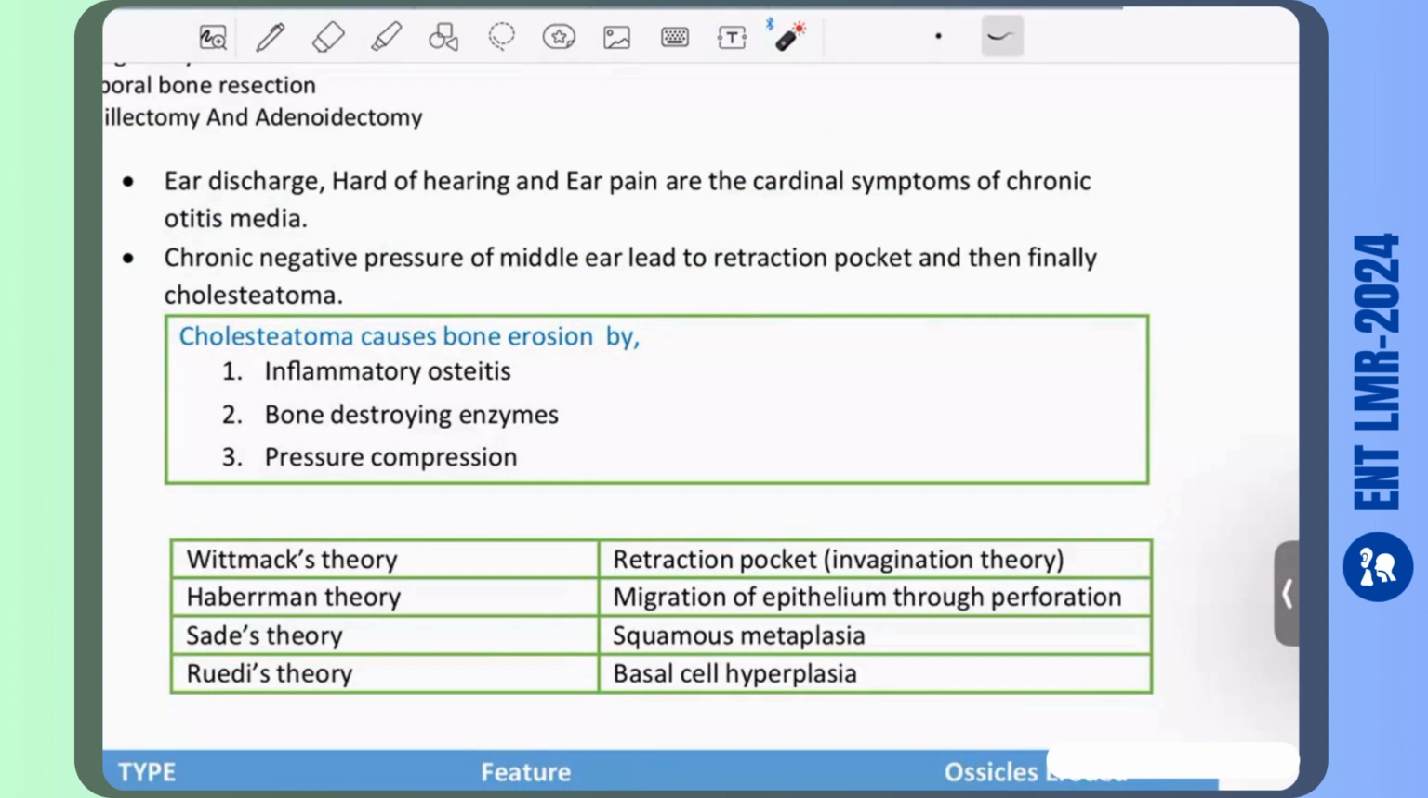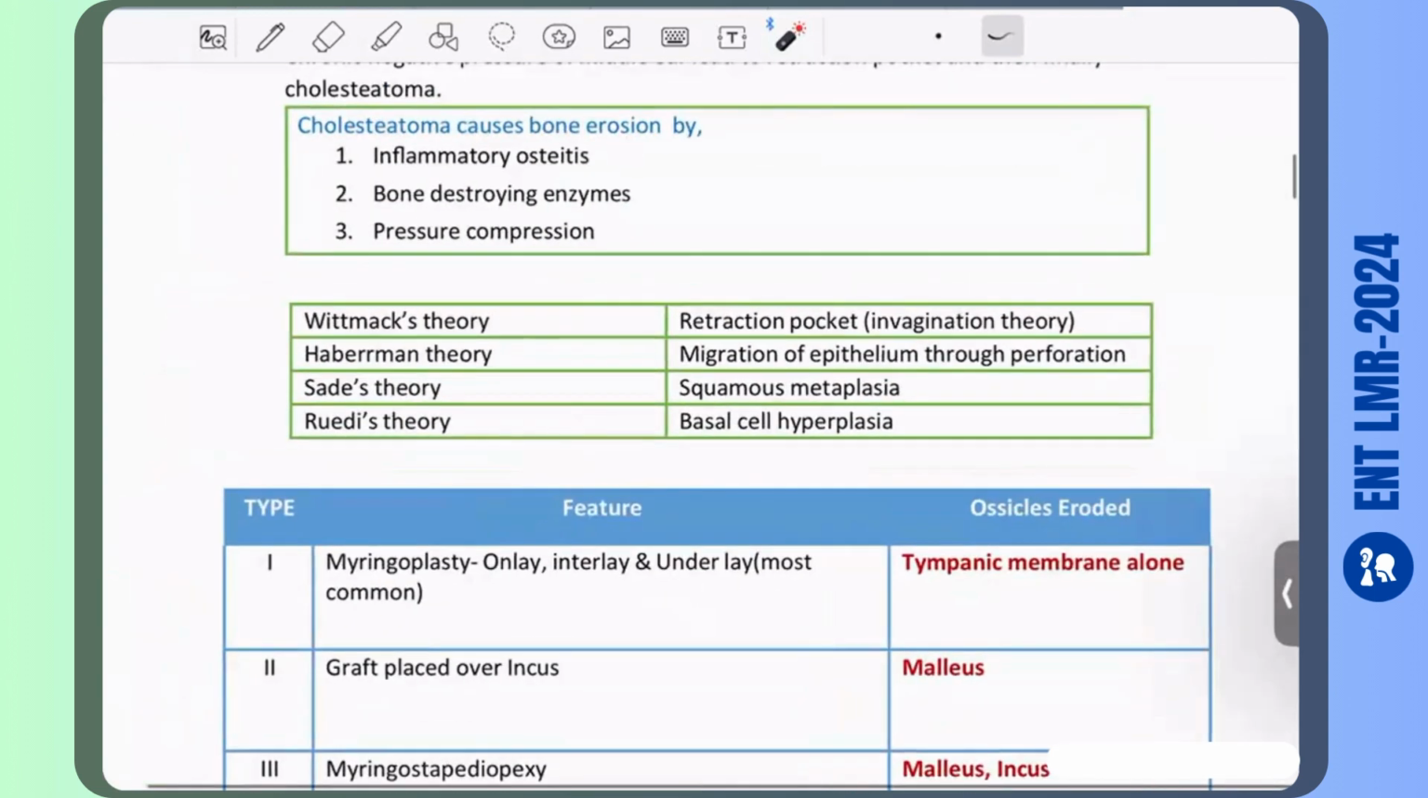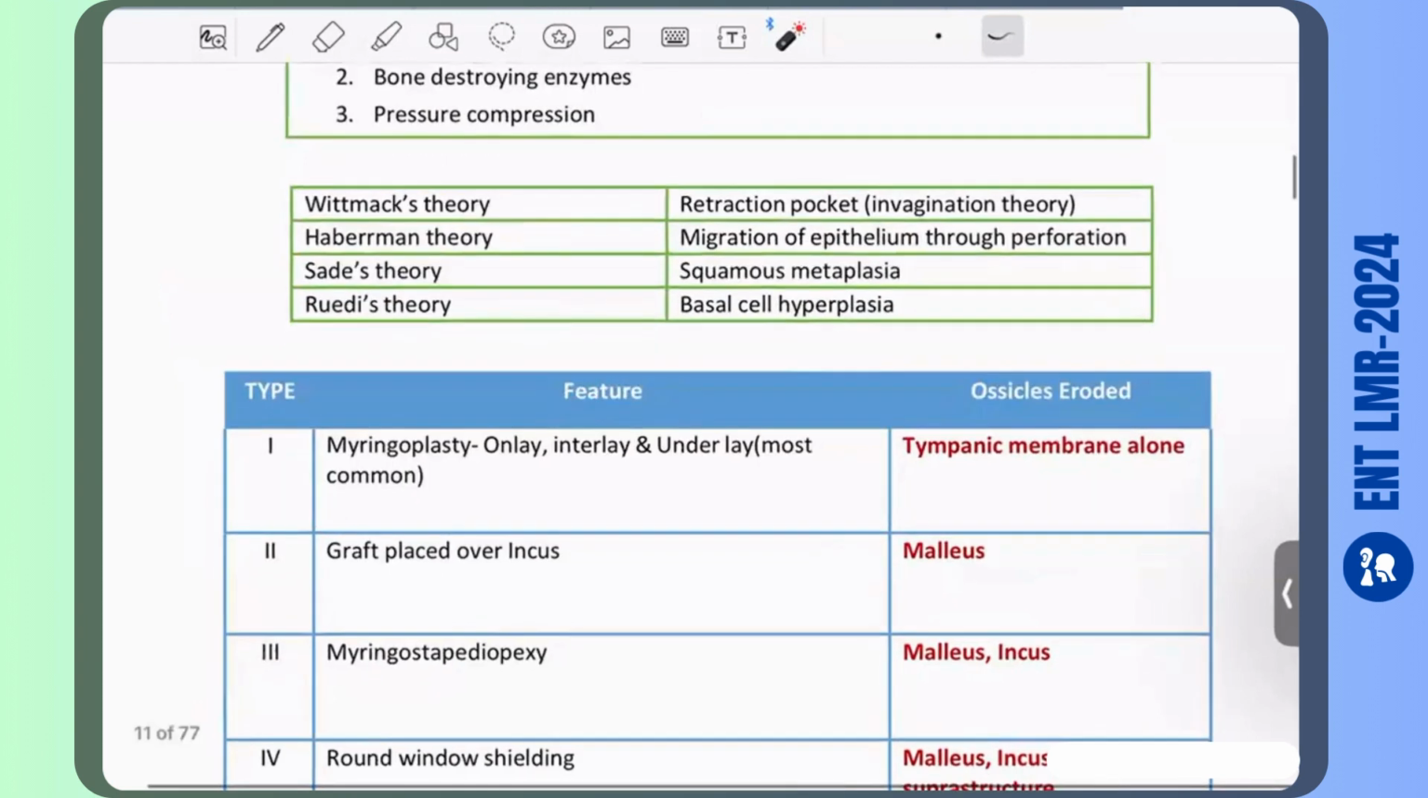So what is the reason for cholesteatoma causing bone erosion? The cholesteatoma causes bone erosion by inflammatory osteitis, bone destroying enzymes and pressure compression. You just make a note of these theories. The retraction pocket theory is the most commonly accepted theory for cholesteatoma. Habermann's theory is migration of epithelium through the perforation. Sade's theory is the squamous metaplasia theory. Ruedi's theory is the basal cell hyperplasia theory.